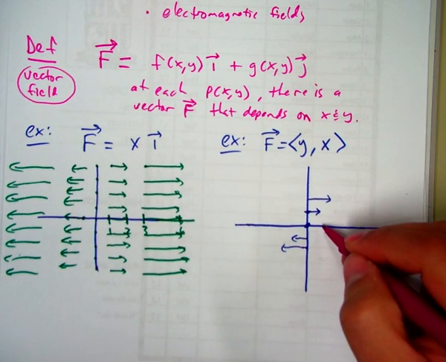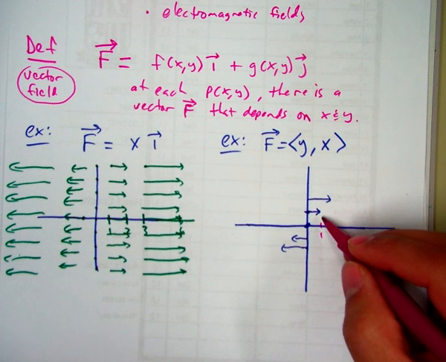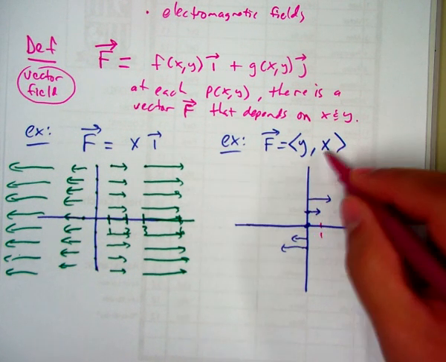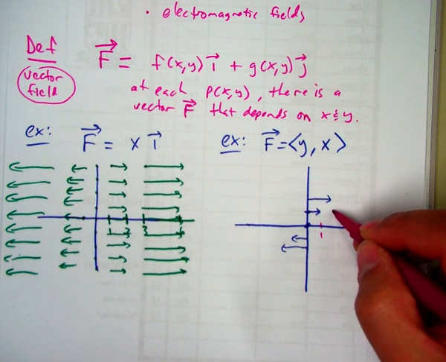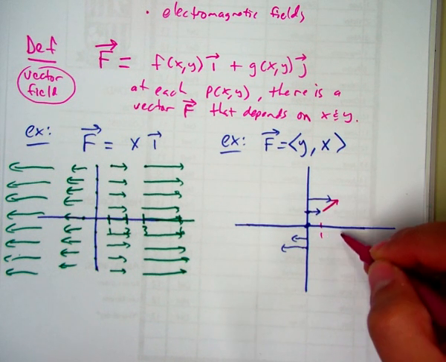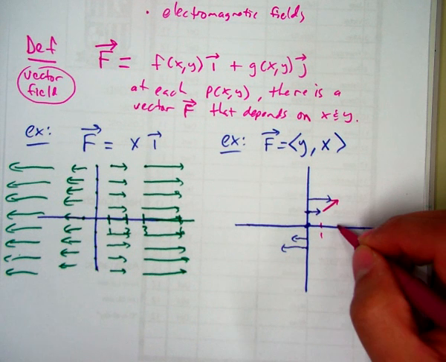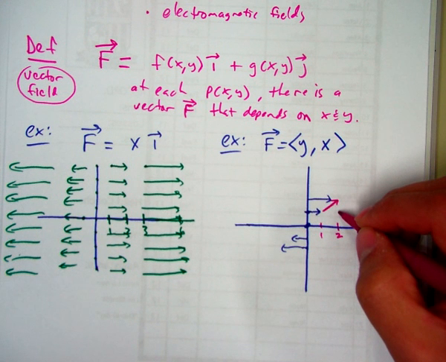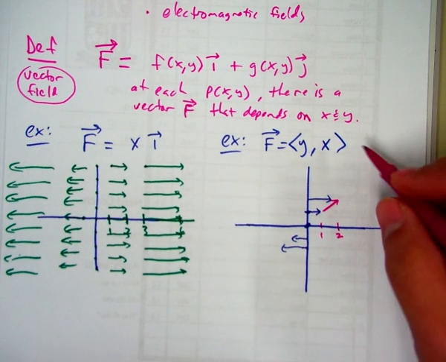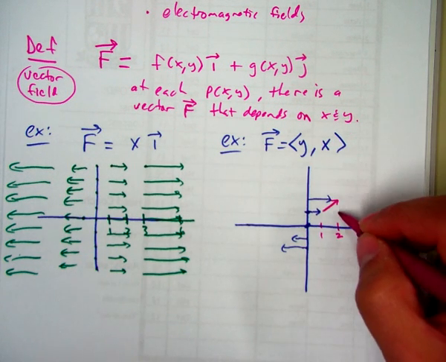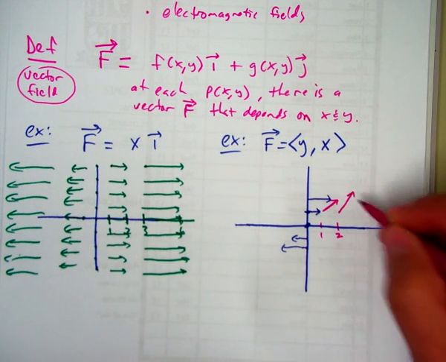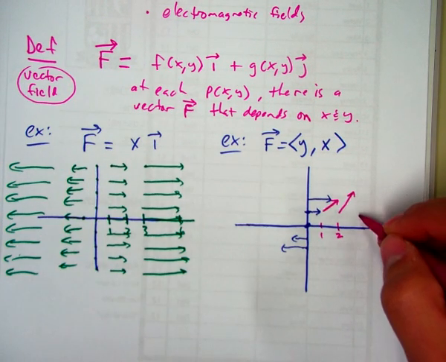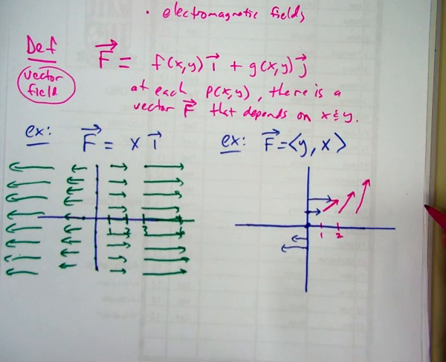Let's try the point 1, 1. At 1, 1, both components are 1, so you go out 1, up 1. So it's going to be pointing something like that. At 1, 2, the x component is 2, the y component is 1. Well, sorry, I said that backwards. Since y is 1, we'll go over 1 and up 2. So actually what happens is that these vectors start to get larger and point this way as we get further out.